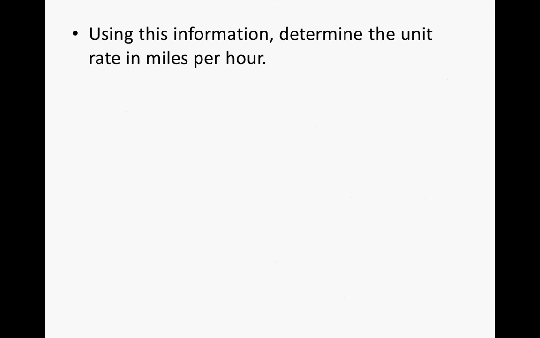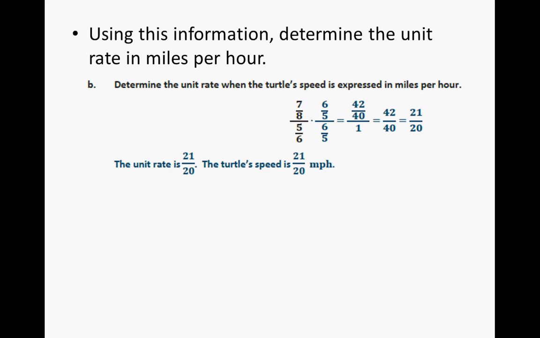So using this information, determine the unit rate in miles per hour. Alright, you should have figured out the unit rate. By multiplying by the reciprocal, we get 42 out of 40, which reduces to 21 out of 20. So the turtle's speed is 21/20 miles per hour.